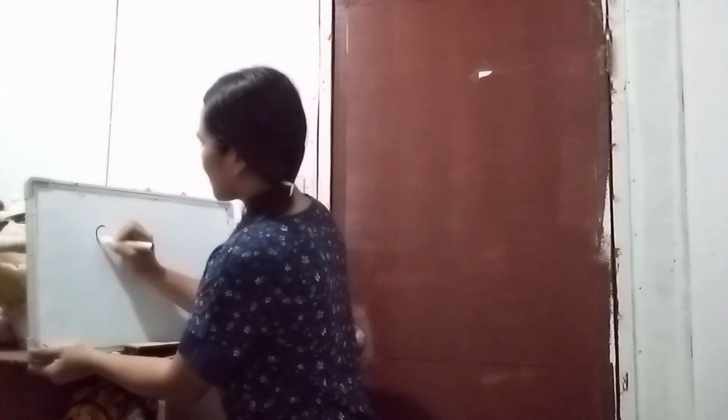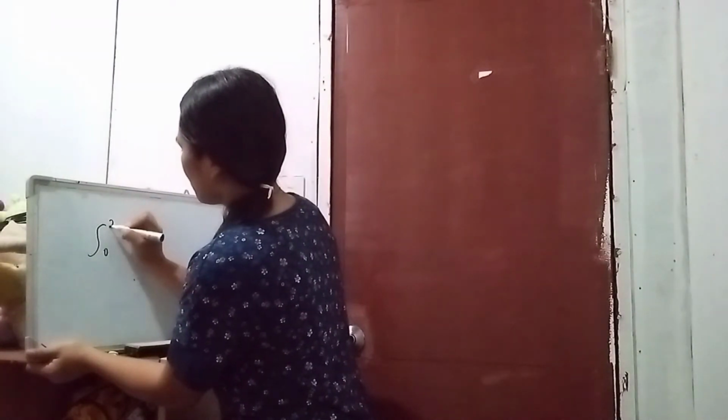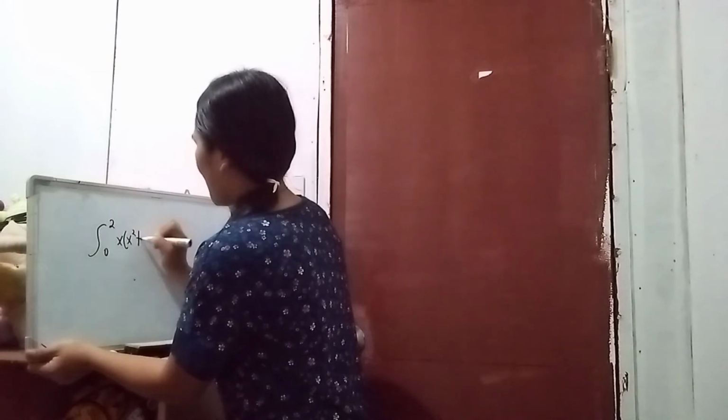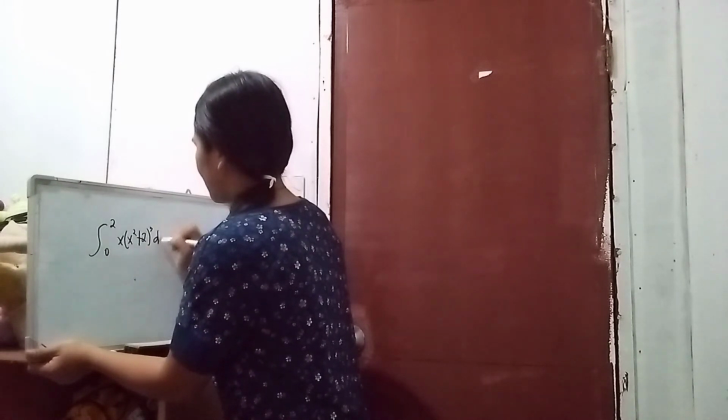Now substitution with change of limits. This time, instead of substituting back an expression in x for the u value up here, I'm going to substitute the limits and make those in terms of u. So it's the same problem, now worked with substitution and change of limits: the integral from 0 to 2 of x times (x squared plus 2) cubed dx.